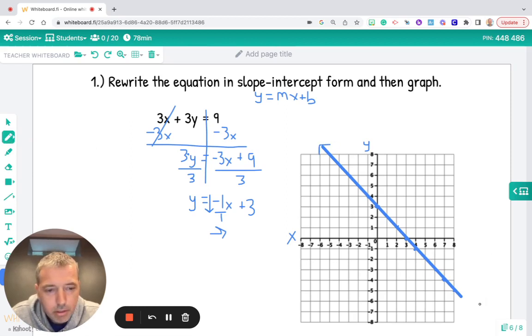So before you can graph, you need to make sure that it's in slope-intercept form, right? This line's linear, and it's going down. It has a negative slope.